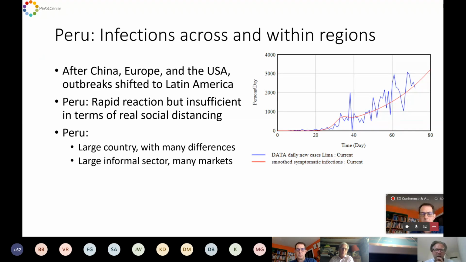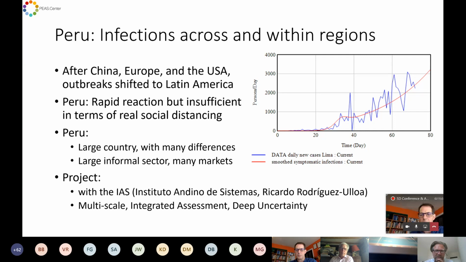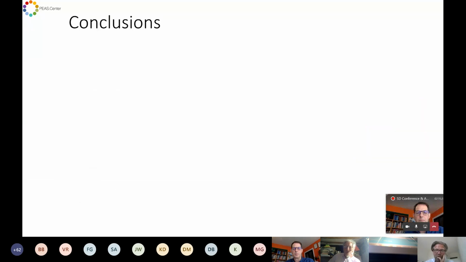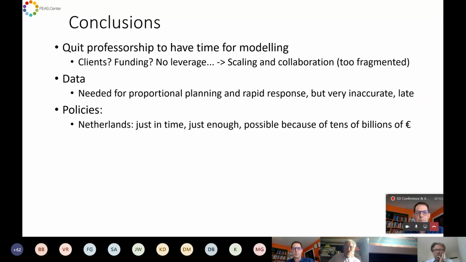But still, the question is, where does that come from? Is it that the policies are not good, or is it because the policies are not being followed, and is this a cultural question? So we are really looking into this with the Instituto Andino de Sistemas. I cannot report much on that, but this is basically the ongoing project.